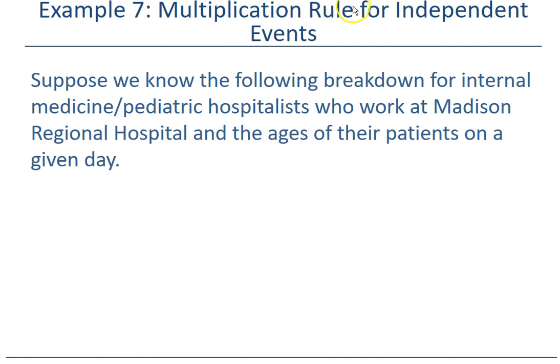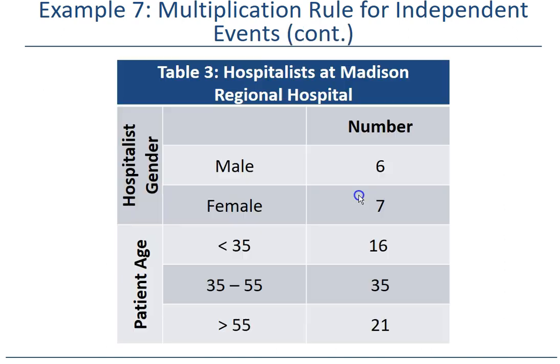Okay, multiplication rule for independent events. Suppose we have the following breakdown for internal medicine and pediatrics: hospitalist. I believe that word describes people who work in the hospital, and at this regional hospital, and the ages of the patients on a given day. So, as we look at this, we're going to get some results here.